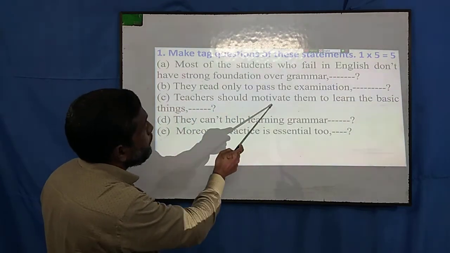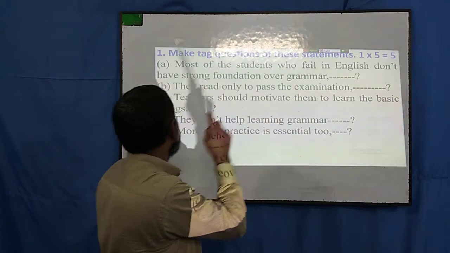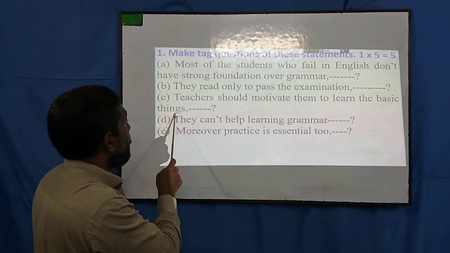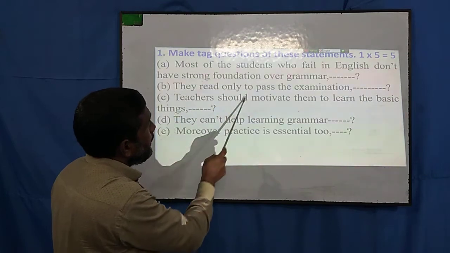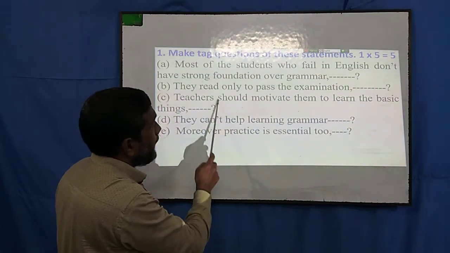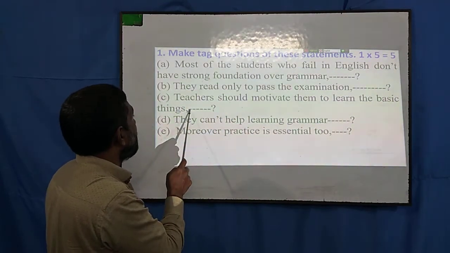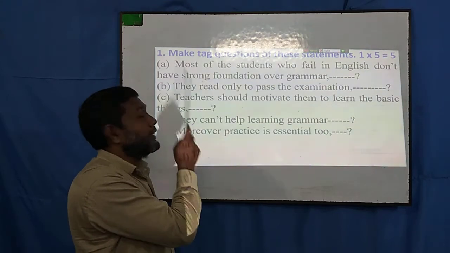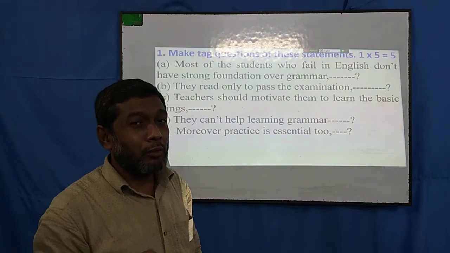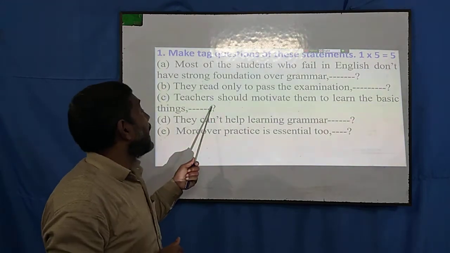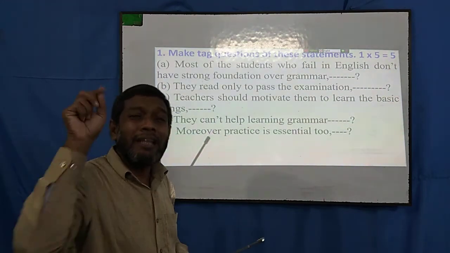Teachers should motivate them to learn the basic things. So "teachers" is in the plural, and this is an auxiliary verb in affirmative, so I will write down here "shouldn't they".